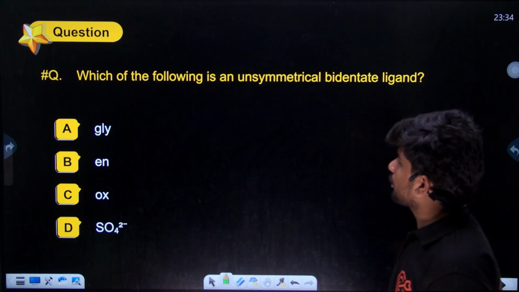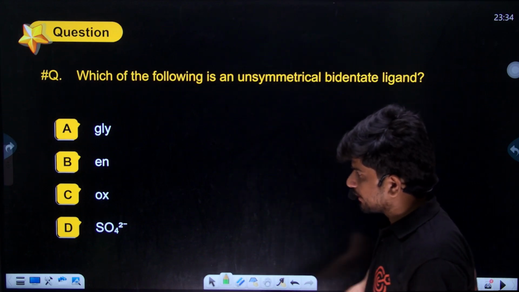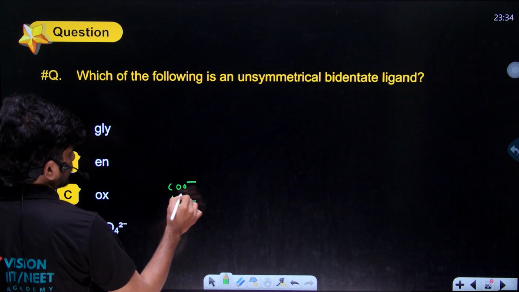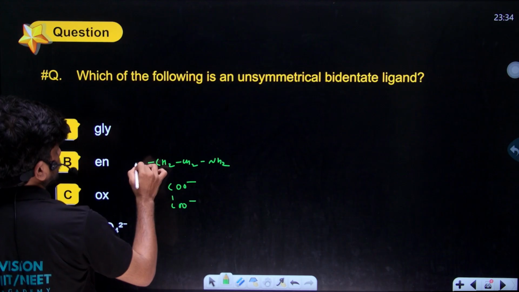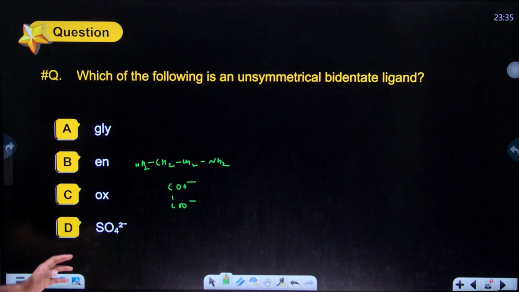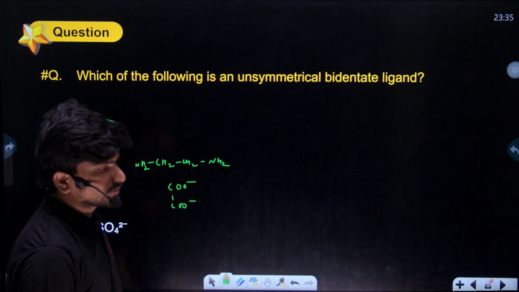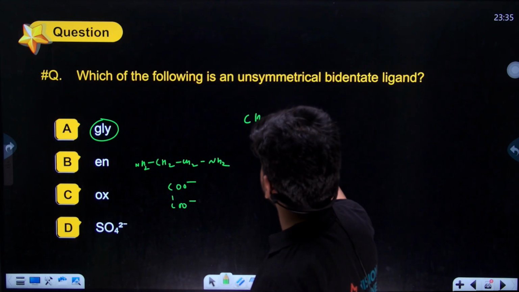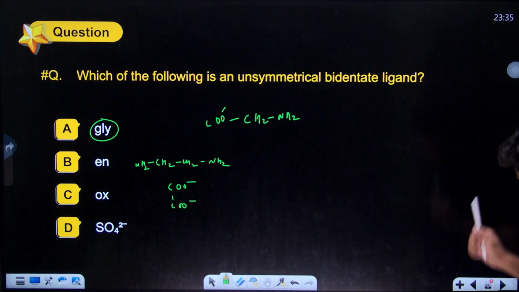Next, which of the following is an unsymmetrical bidentate ligand? So unsymmetrical, if you take this oxalato, you have COO minus, this is symmetrical. You have CH2, NH2, this is also symmetrical. SO4, it's not a bidentate ligand, it is a monodentate ligand. This is a bidentate ligand which is unsymmetrical. You have CH2 bonded to NH2 and you have COO minus. So this is your bidentate ligand which is unsymmetrical.